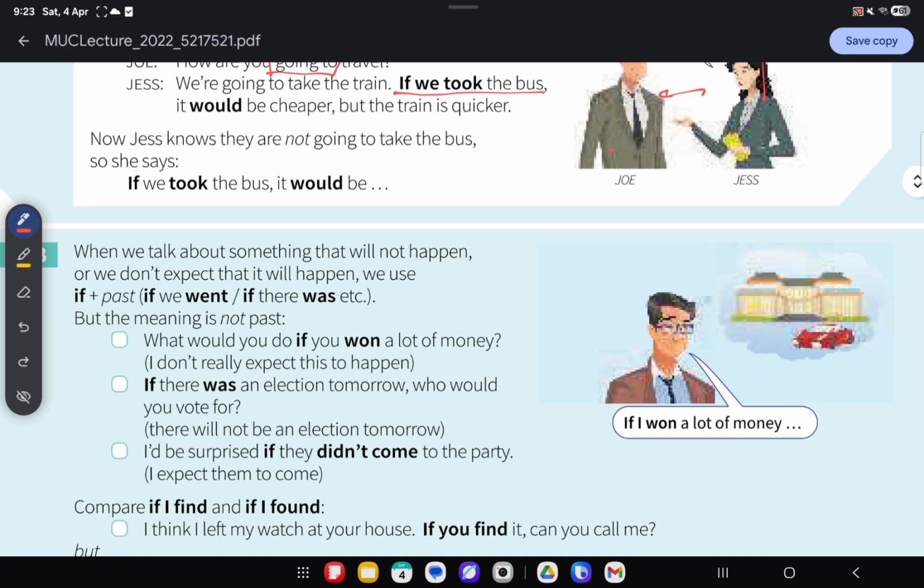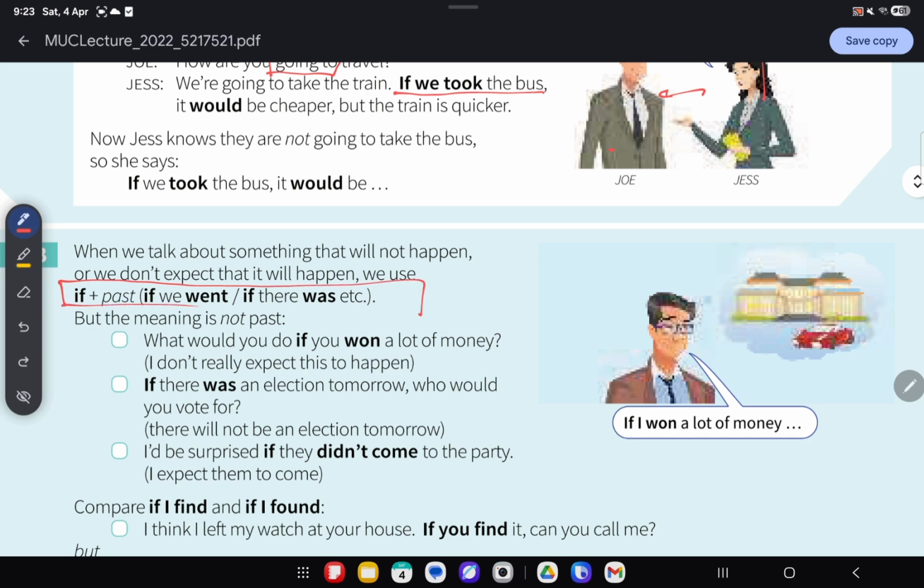Then the second use of if is when we talk about something that will not happen. कोई भी चीज़ जो कि नहीं, that is not possible, will not happen, or we don't expect that it will happen. We know that it will not happen, so for that we use if plus past form.